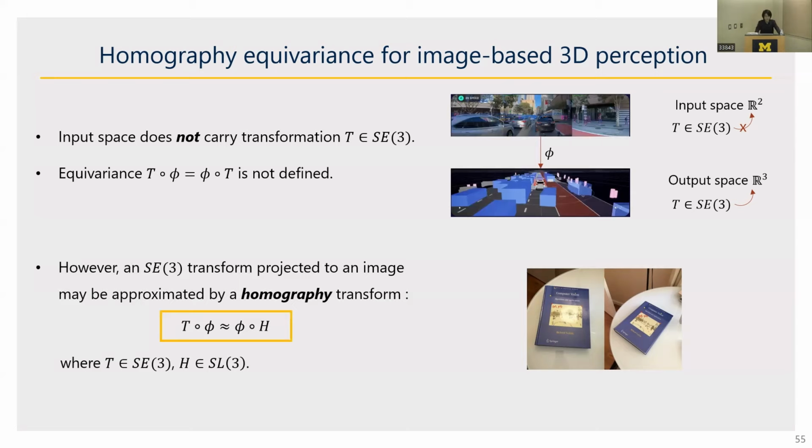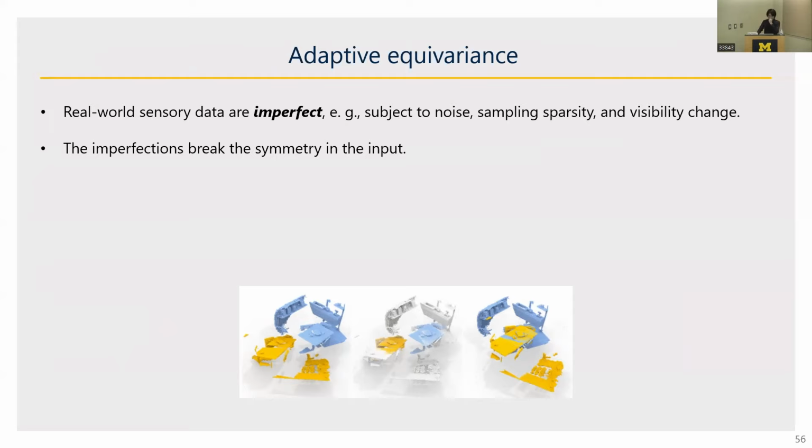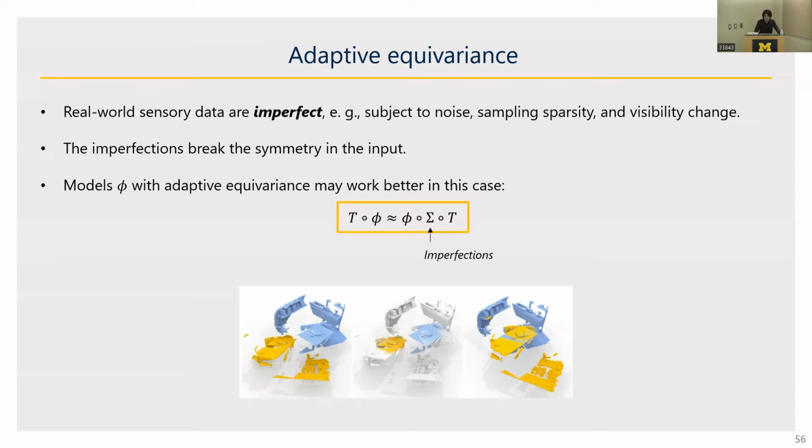The second direction is adaptive equivariance. Our real-world sensor data are imperfect. They're subject to noise, sampling sparsity, and visibility change. Therefore, these imperfections can actually break the symmetry in the input. In this case, I think we may use models with adaptive equivariance, for example, soft equivariance or local equivariance, and they may work better in this real-world case.